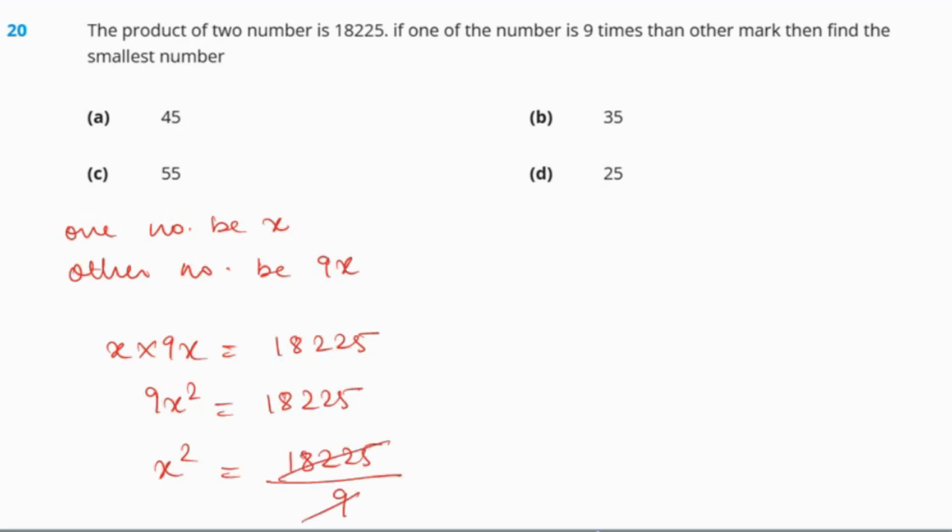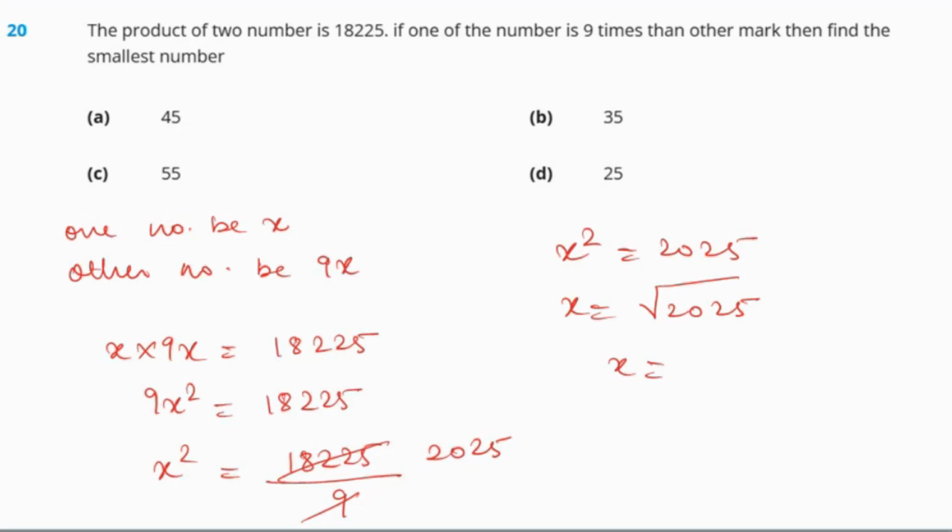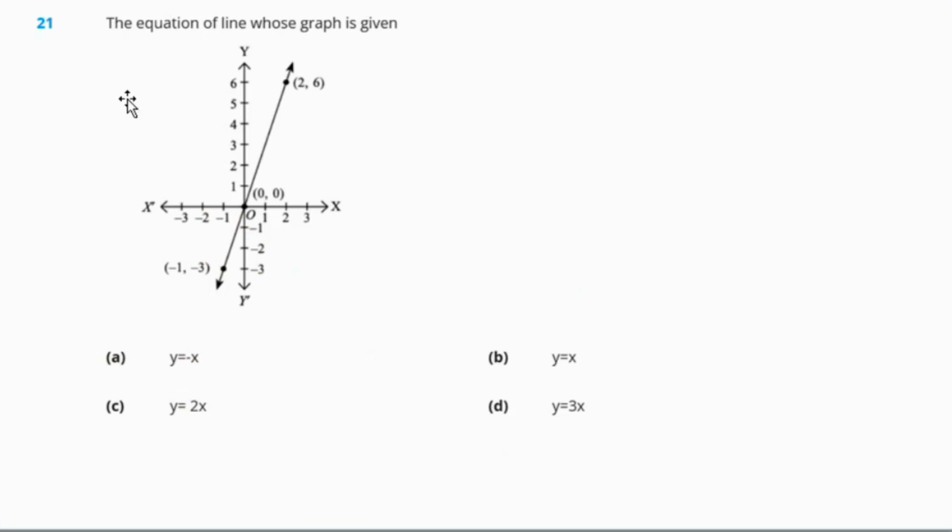To figure out the value of x square, we need to divide 18225 by 9. When we divide 18225 by 9, we will be getting 2025. The value of x square we are getting is 2025, so the value of x will be the root of 2025. The root of 2025 is 45. So that is why the value of x is option A, 45.